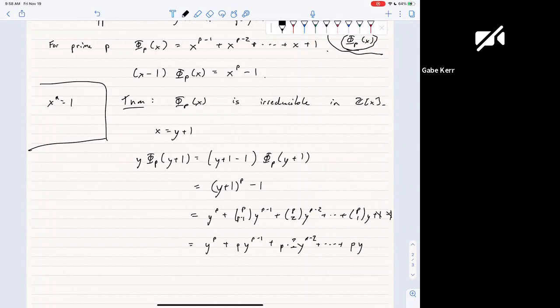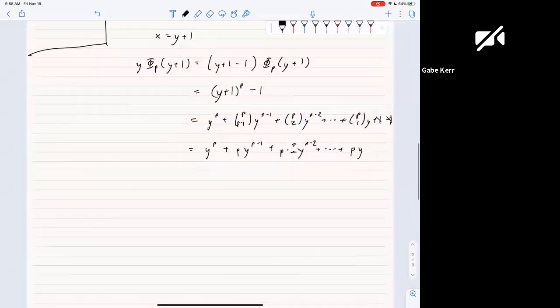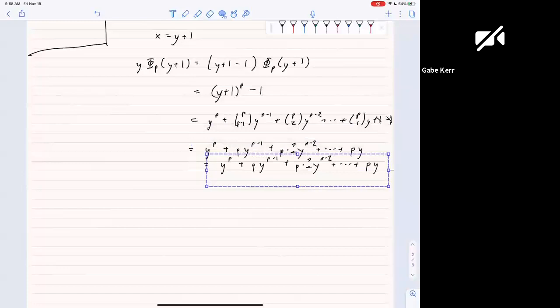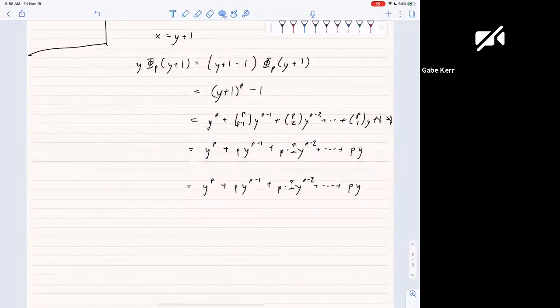Now, the point of me writing this is, of course, I've got this factor of y, so I can divide both sides by y. And if I do that, all right, here you go.